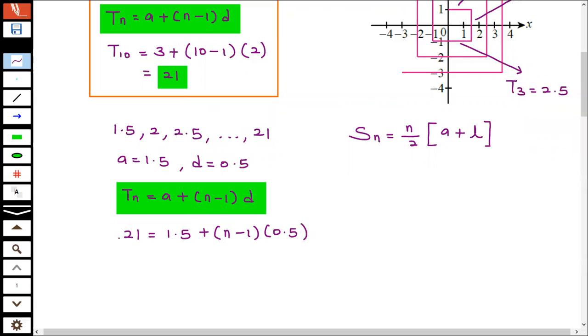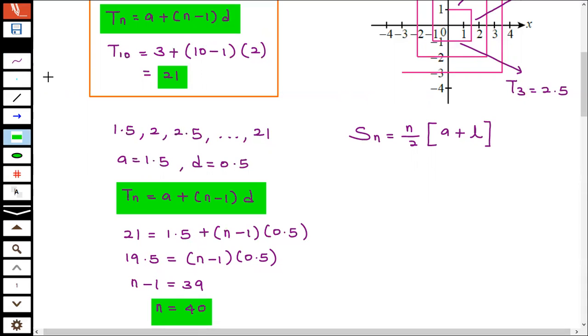So if I subtract 1.5 from 21, you're going to get 19.5. Now I'm going to divide by the 0.5. So 19.5 divided by 0.5, you're going to get 39. So your n minus 1 is going to be 39. Then your n is going to be 40. Understand? So this is your n. You already have the n there.